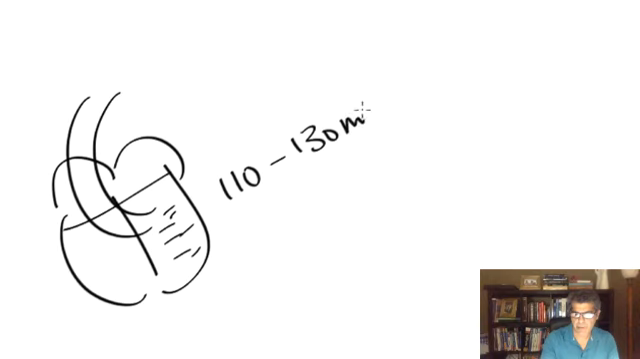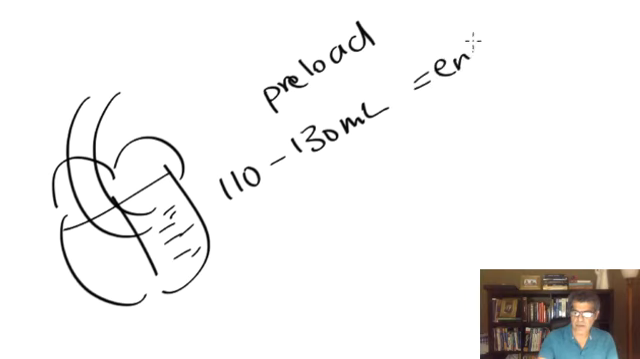Let's say this is your heart, and again, this is your aorta, and this heart is going to get filled by, let's say, 110 to 130 ml of blood. That is called your preload, or it's called end diastolic volume.